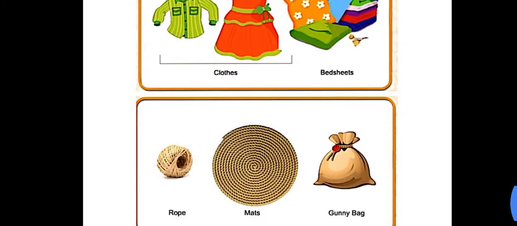Another product is jute. The jute also comes from the jute plants. We make rope, mats and gunny bags from these jute plants.